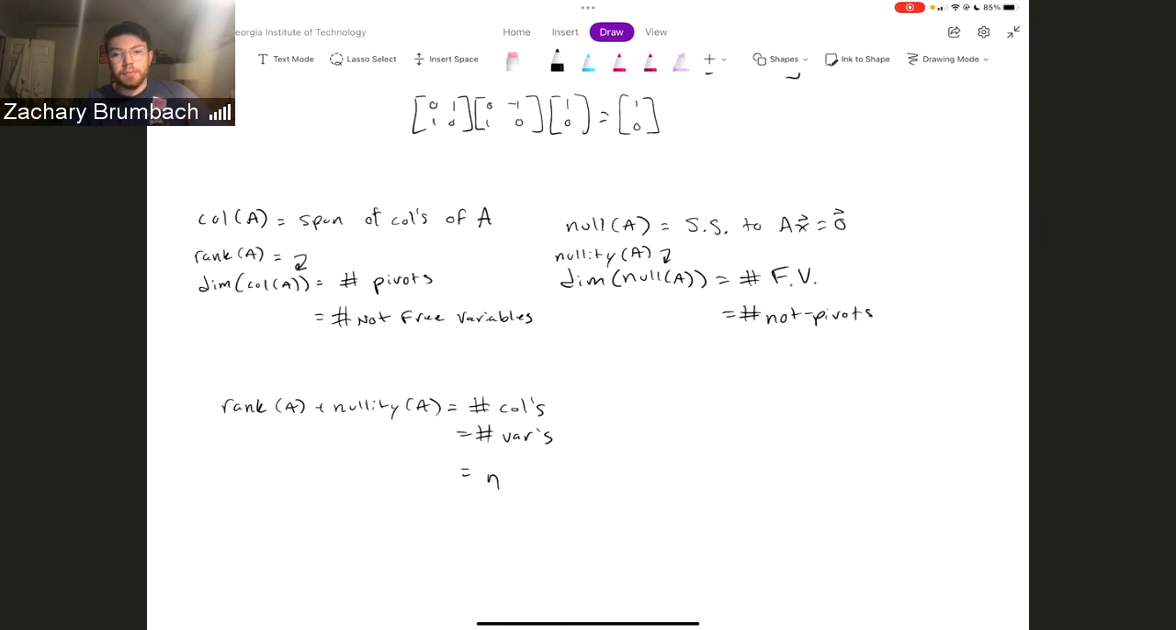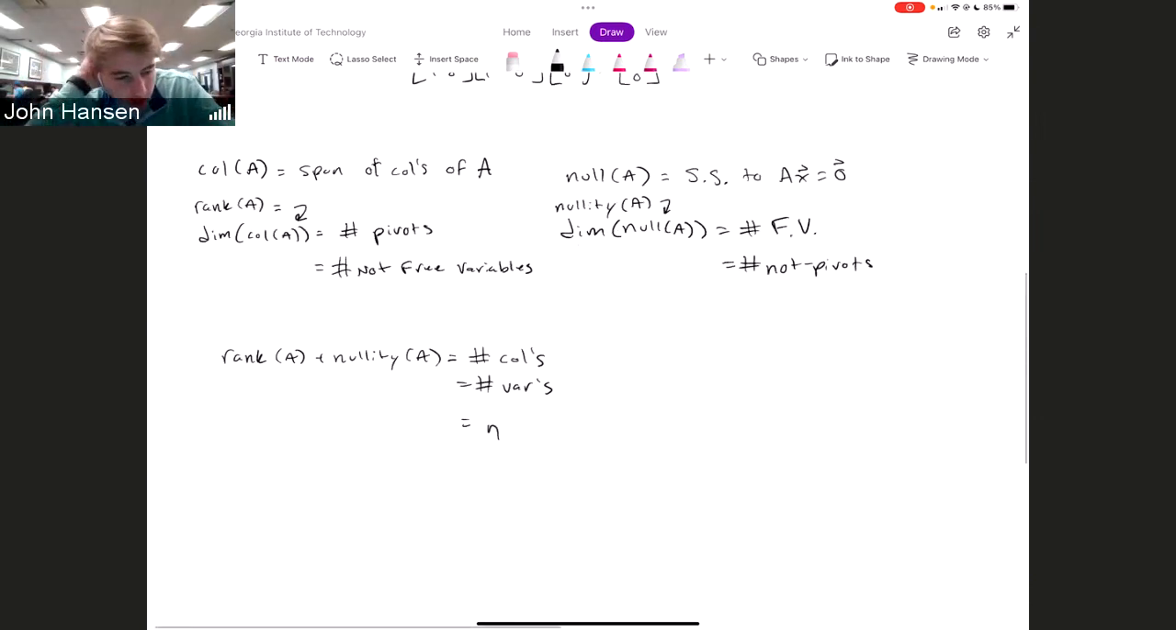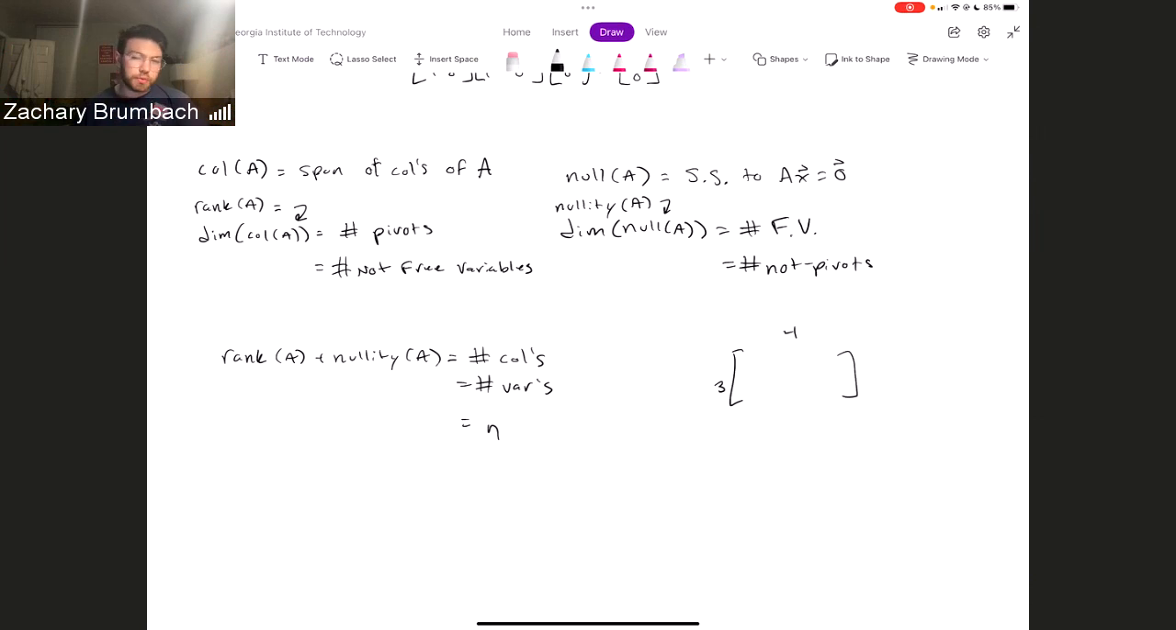Any questions about rank or nullity? I have a quick question. If it's a 3 by 4, then the max number of pivots would just be 3, right? Yeah, the max number of pivots would be 3. So the rank of that would be 3 at most. Okay, that makes sense. So you'll always have a nullity that is at least 1, right? Yeah, because you always have at least one free variable. Does that make sense? Yeah, cool.